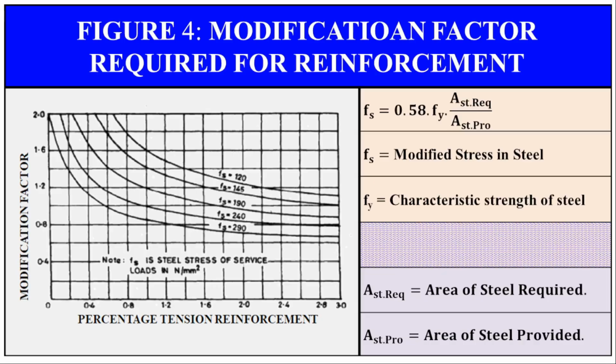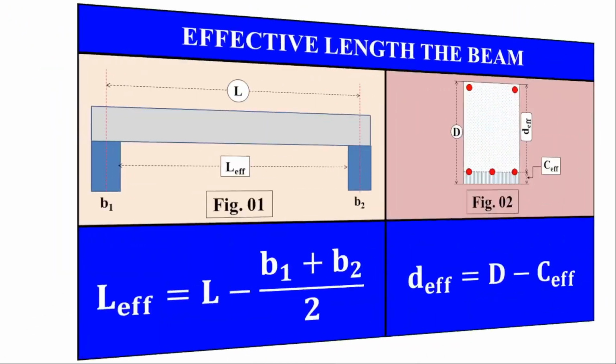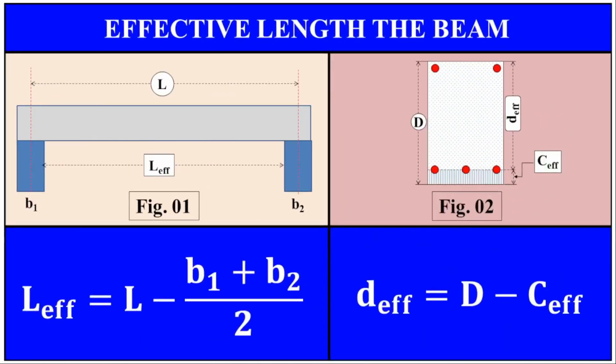Next up, effective length and effective depth of a beam. This slide explains the concepts of effective length and effective depth of a beam. We can see two figures here, Figure 1 illustrating effective length and Figure 2 showing effective depth. Effective length. The effective length of a beam is a crucial parameter in structural analysis. It's related to the clear span and the support conditions and is used to determine the beam's susceptibility to buckling.